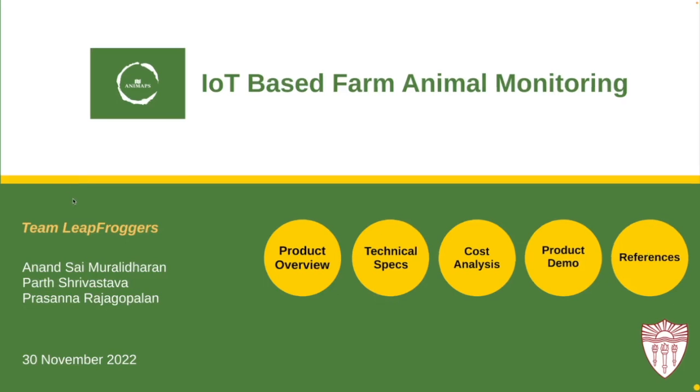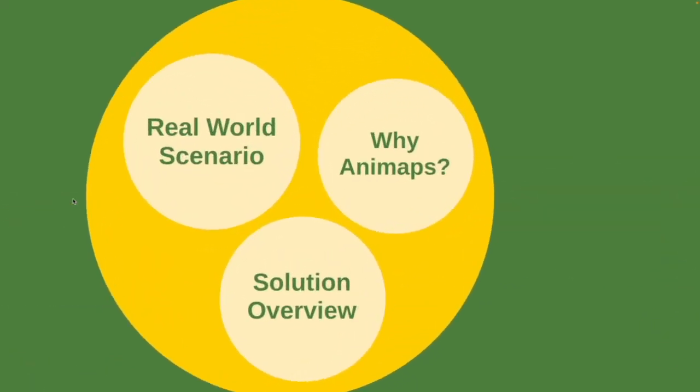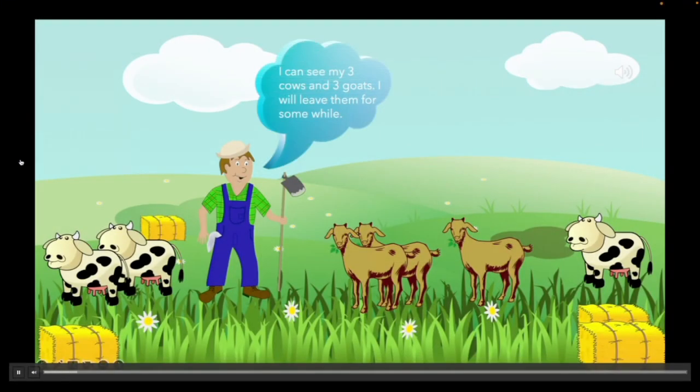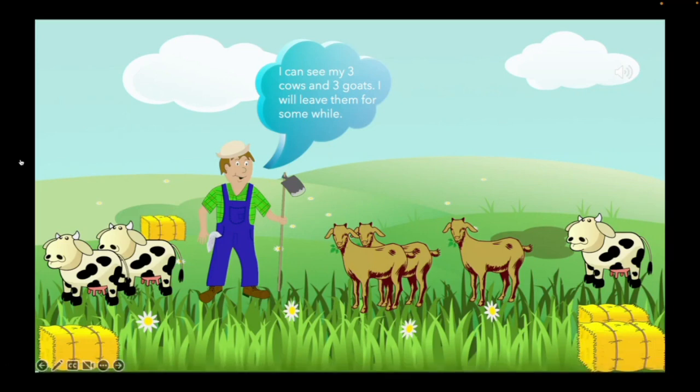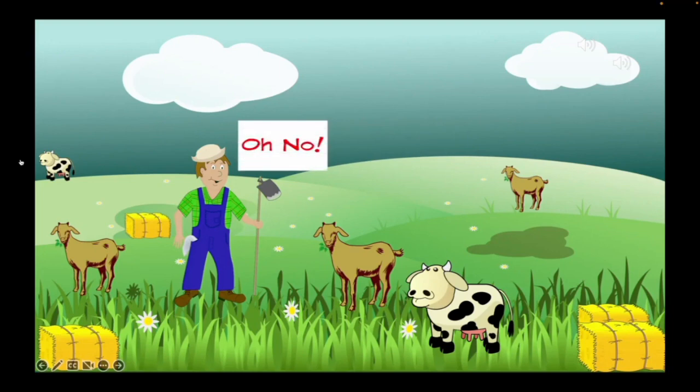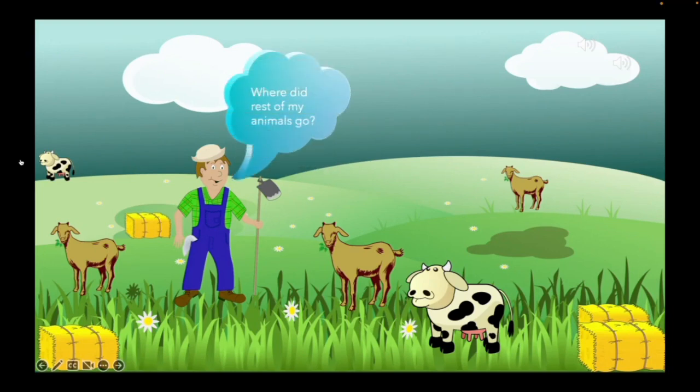So here first we will go into the product overview and see a real world scenario as to where our product might come in handy. I can see my 3 cows and 3 goats. I will leave them for some while. 2 hours later. Oh no. Where did the rest of my animals go?